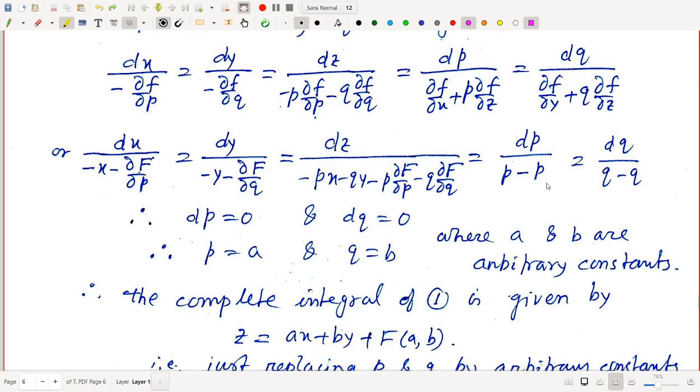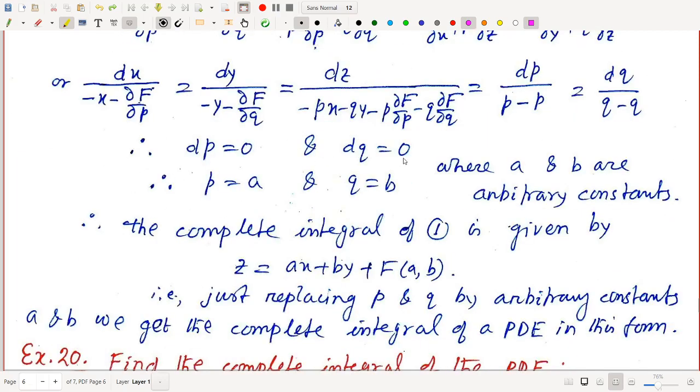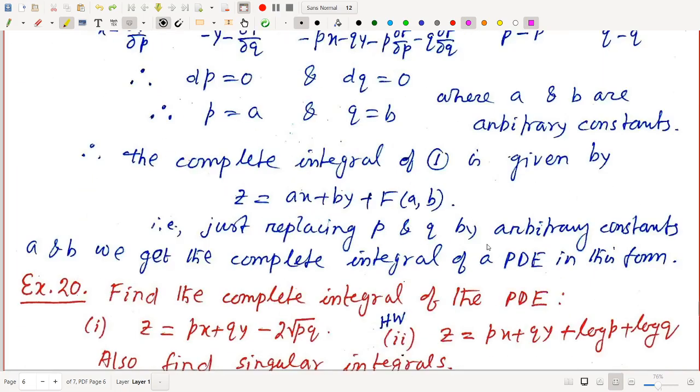Why 0? It was explained earlier. Before putting in the value we can cross, say this value we can cross with any one. We can cross with the first one, and then this value is 0. 0 into dx by minus del f by del p is 0, so dp is 0, like that, dq is 0. So dp is 0 and dq is 0 means integrating we get p constant and q constant. So we have named them a and b. A and b are arbitrary constants.